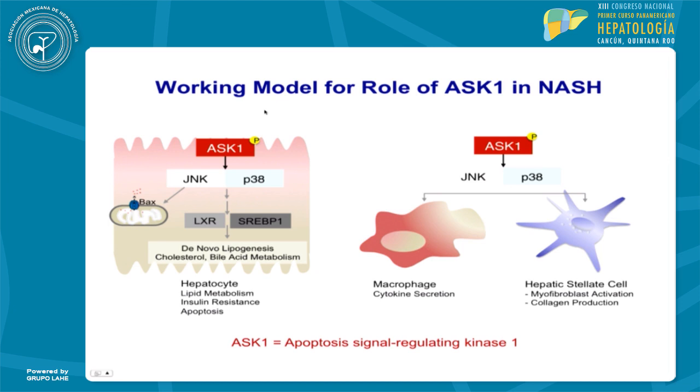Cenicriviroc, as we heard, is already in phase 3 investigation, and similarly, ASK1 is a kinase that targets both Jun kinase and p38 and leads to activation of macrophages, but especially to induction of the profibrogenic actions of stellate cells. And also in this case, selonsertib, made by Gilead, is in phase 3 investigation.